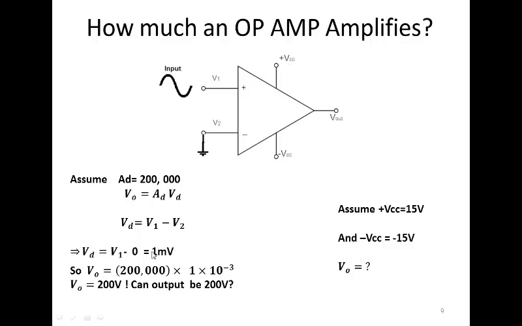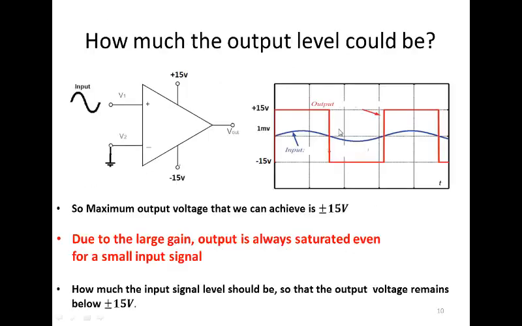If I apply, let's say, minus 1 millivolt here, then Vd would be equal to minus 1 millivolt minus V2, which is 0. So Vd would be equal to minus 1 millivolt, so output equals 200,000 into minus 1 milli, and the result would be minus 200. So for minus 1 millivolt here, output would be only at minus 15 volts, saturated at this value. So the maximum output voltage that we can achieve is plus minus 15 volts. Due to the large gain, output is always saturated even for a small input signal.